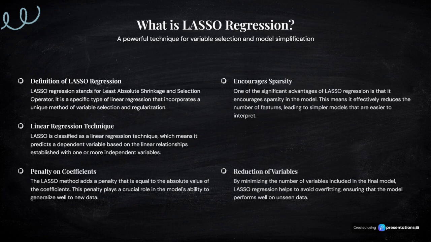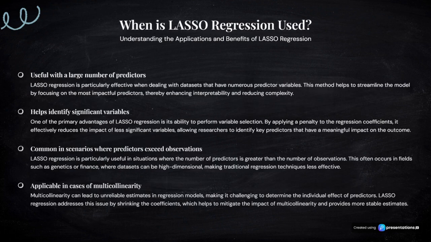It encourages sparsity. One of the significant advantages of LASSO regression is that it encourages sparsity in the model. This means it effectively reduces the number of features, leading to simpler models that are easier to interpret. Reduction of variables: by minimizing the number of variables included in the final model, LASSO regression helps to avoid overfitting, ensuring the model performs well on unseen data.